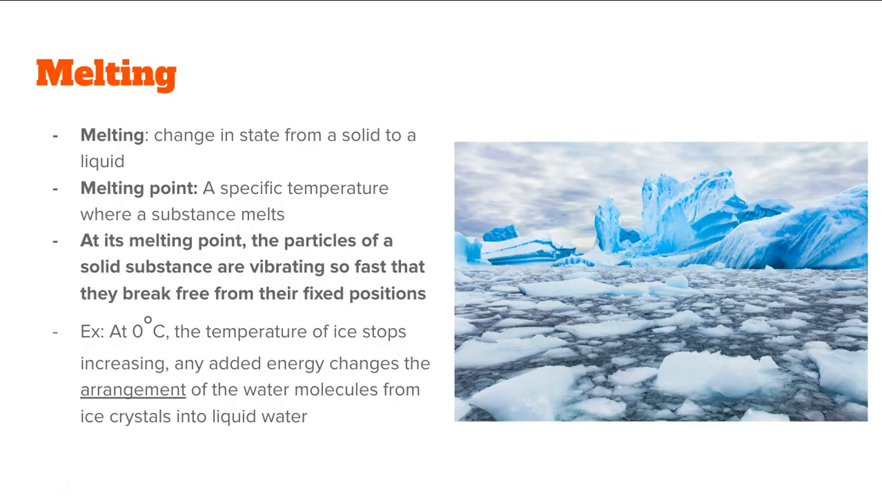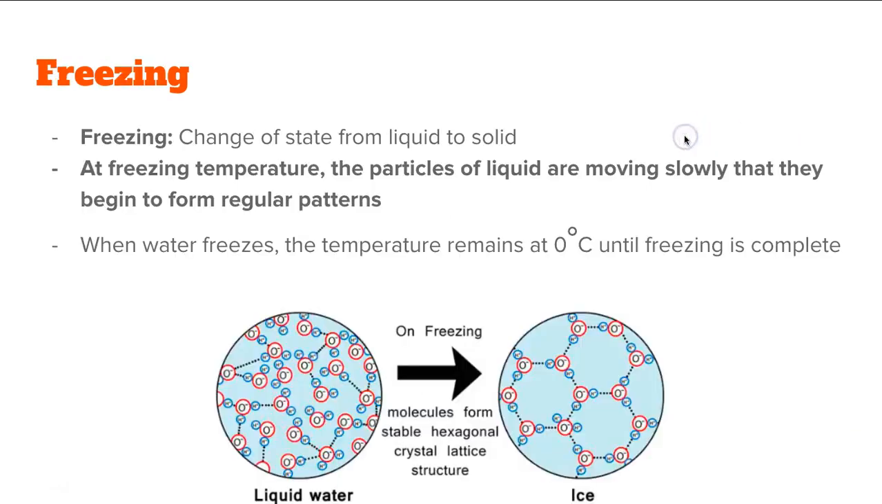All right, let's talk a little bit about melting. Melting is a change from a solid to a liquid. At the melting point, particles vibrate so fast that they break free from their fixed position. For water, this happens at 0 degrees Celsius. Freezing, on the other hand, is a change from a liquid to a solid. As particles lose energy, they slow down and form a regular pattern. For water, the temperature stays at 0 degrees until freezing is complete.